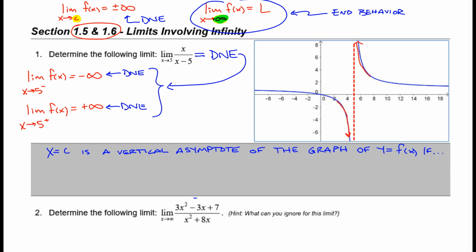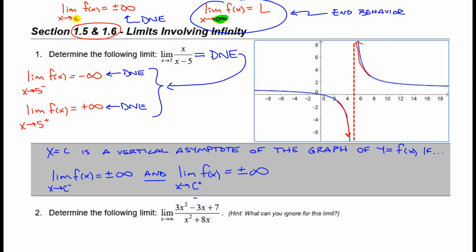So x equals c is a vertical asymptote of the graph of y equals f of x if the following things are true. If the limit as x approaches c from the left is equal to plus or minus infinity, and the limit of f of x as x approaches c from the right equals plus or minus infinity, then we have a vertical asymptote at x equals c. Okay, that's big idea number 1 for this section.